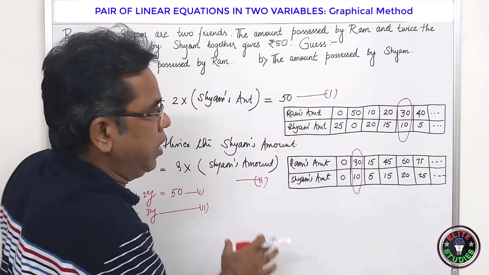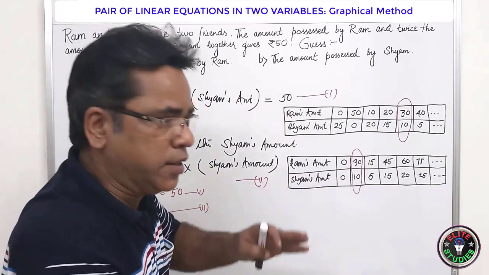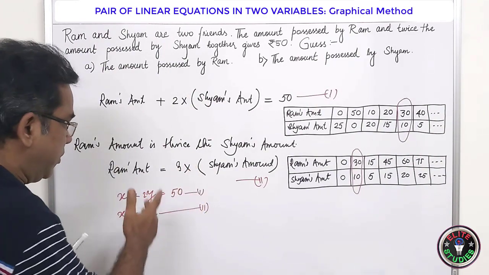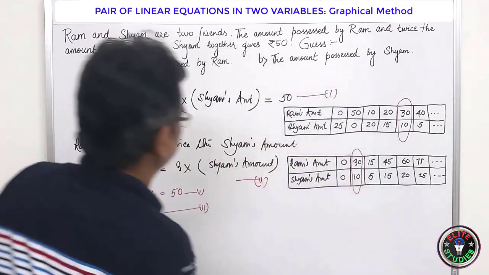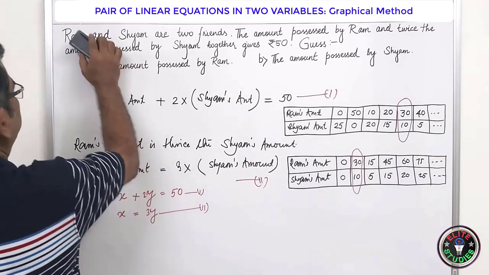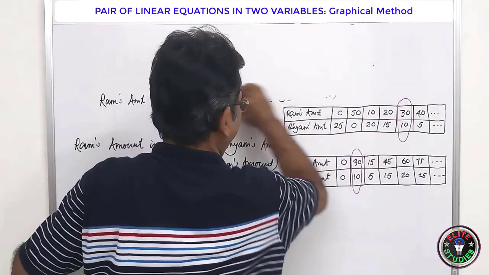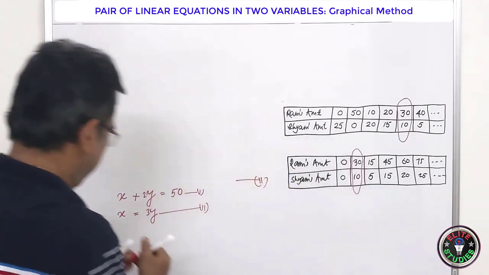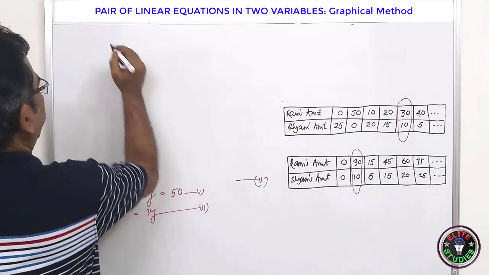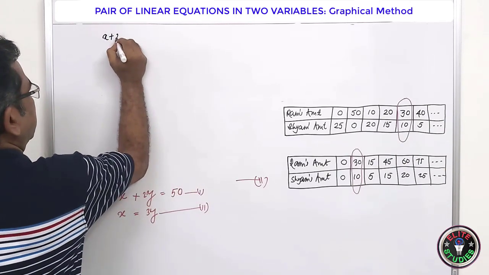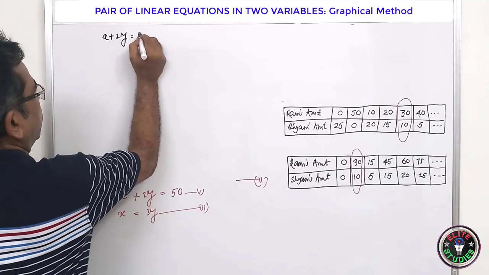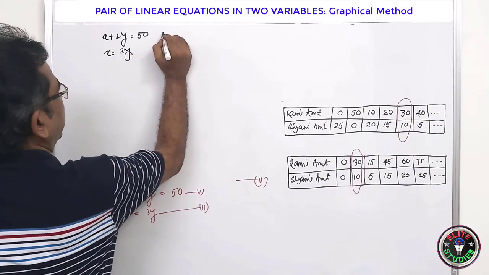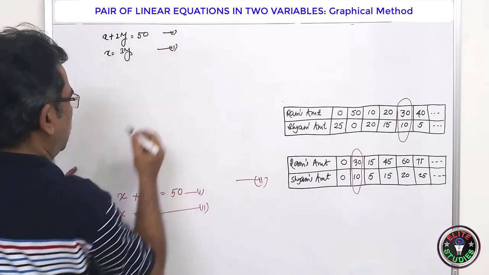So how have we arrived at this? We have arrived by the hit and trial method. But how to derive it very specifically? Now let us see. I will just rub these things out. Let us write these two equations at the top. x plus 2y is equal to 50 and x is equal to 3y. This is equation 1 and this is equation 2.